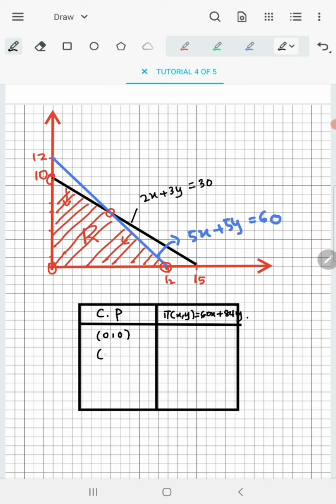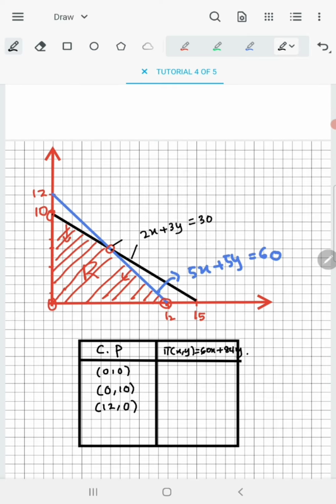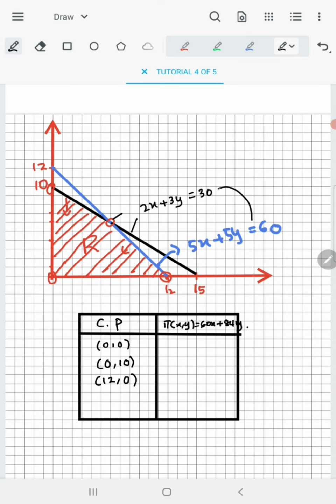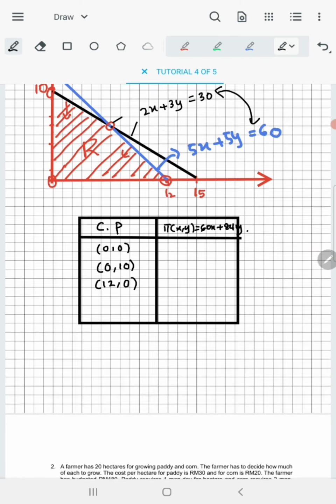Okay, now the corner points: first is 0, 0, and then 0, 10, 12, 0, and then another one is here. For this point we need to find the simultaneous equation between these two equations.